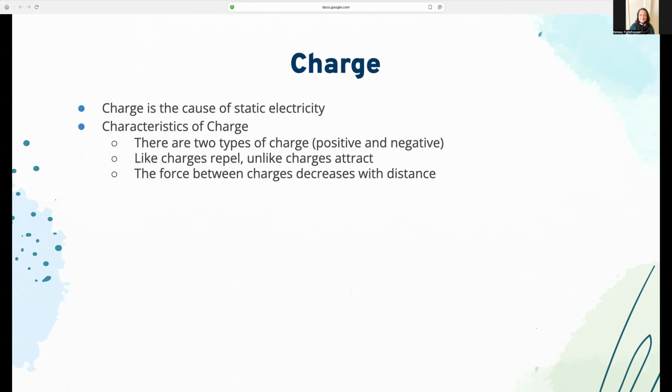And the force between charges decreases with distance. So the closer they are, the bigger the force between them is. The farther apart they are, the smaller the force between them is.